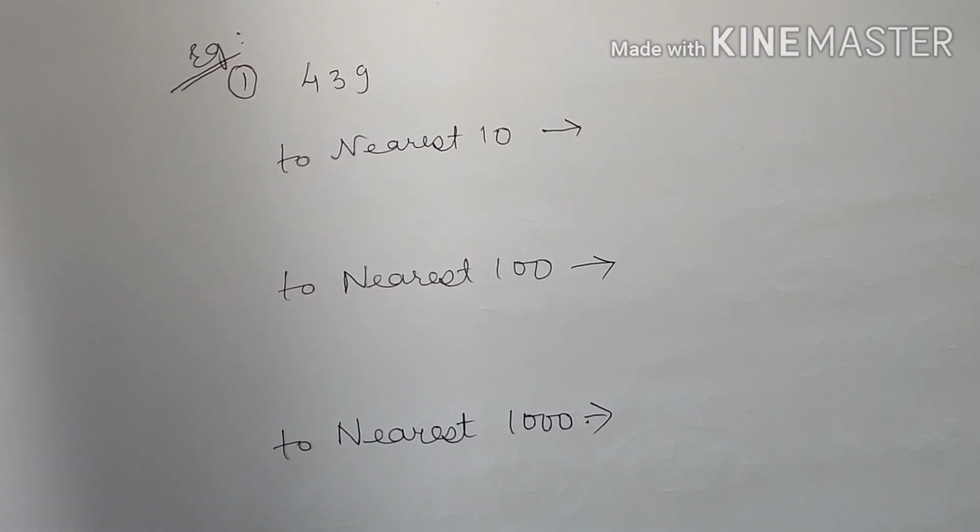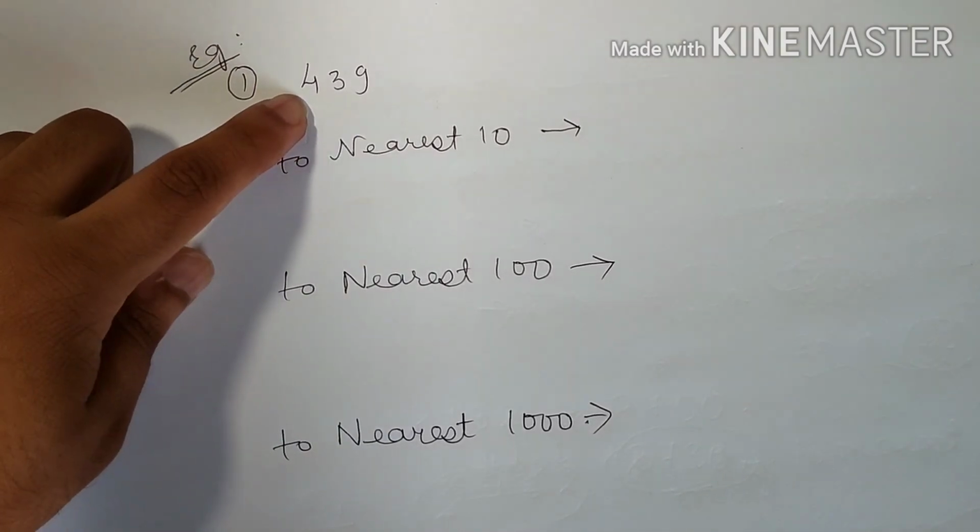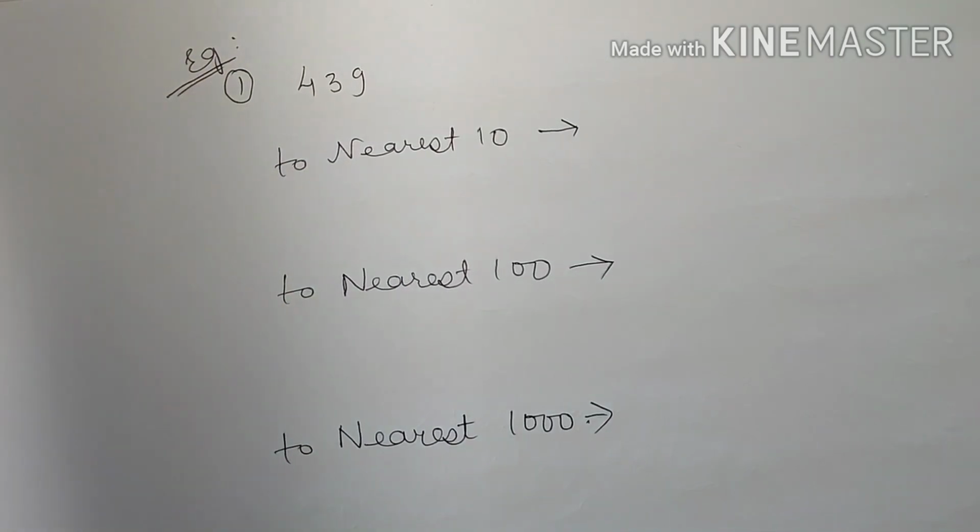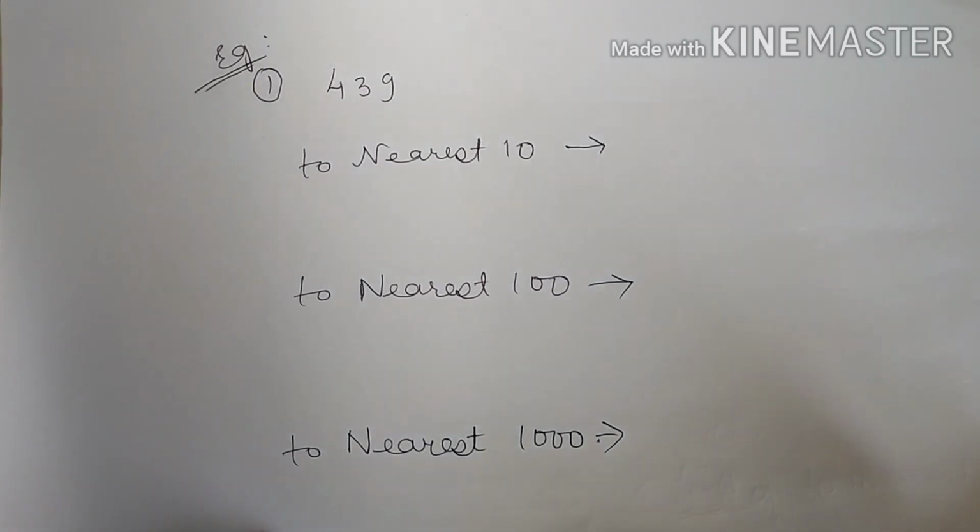Okay students, so now let's see this 439 number. We have to find the nearest 10, nearest 100 and the nearest 1000 for this same number, 439. If you can understand this, that means you have understood this process and you can easily solve the exercises on your own also, but I will help you out somehow. So first, see this 439 to the nearest 10.